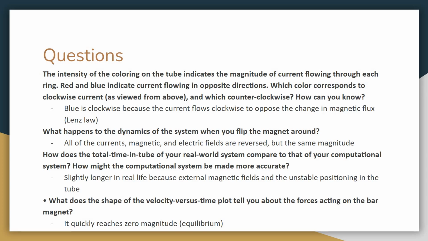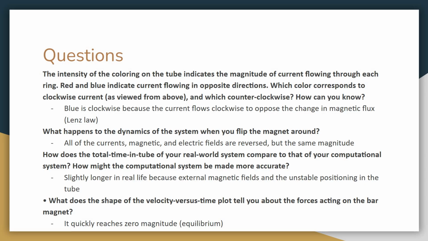And then what happens to the dynamics of the system when you flip the magnet around? All the currents, magnetic fields, and electric fields are going to be reversed, but have the exact same magnitudes as we calculated before. And then how does the total time in the tube of your real world system compare to that of your computational system? How might this computational system be made more accurate?